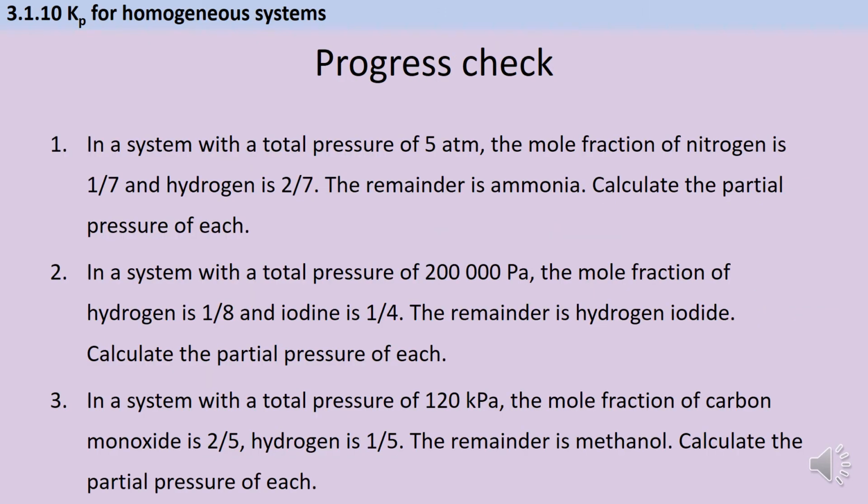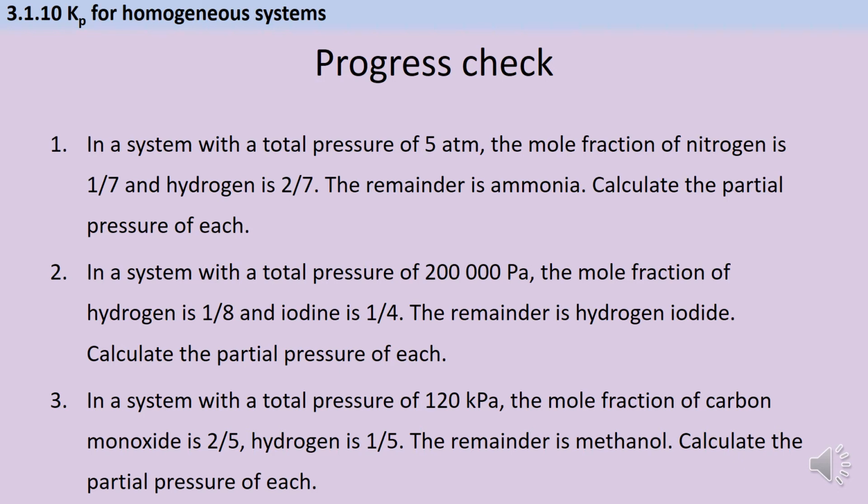So here are 3 systems where you could calculate a Kp expression. For each one, you're given the total pressure in either atmospheres, pascals, or kilopascals, and you're given part of the mole fraction. You'll need to work out what the mole fraction for the final reactant or product is by working out what's missing, so doing 1 take away the other mole fractions. Then you need to work out the partial pressure for each gas by multiplying by the total pressure. Pause the video and then press play when you're ready to check your answers.